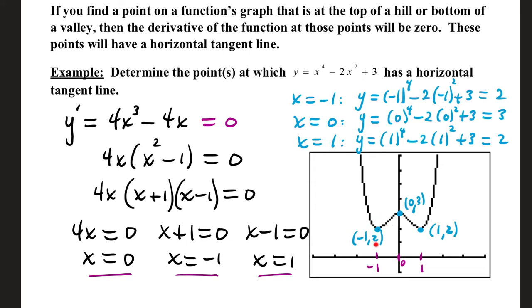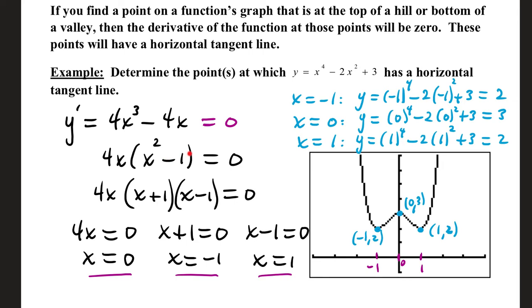Over here on the graph, at a valley's bottom or a hill's top, there is 0 rate of change, so your first derivative is 0 at those locations. 4x cubed minus 4x has a 4x in common, so if we factor out 4x, 4x cubed divided by 4x is equal to x squared. Negative 4x divided by 4x is equal to negative 1.